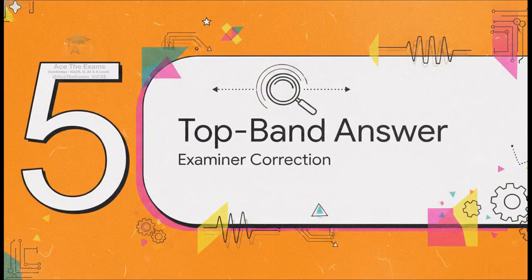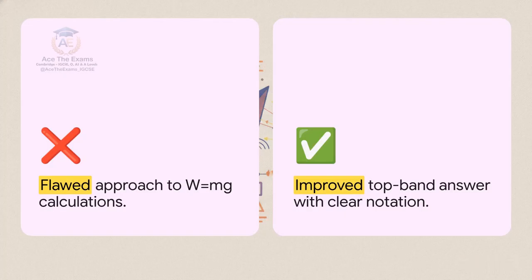Section 5. Top band answer correction. So, let's rescue this answer and see what a top band response actually looks like. It starts by defining the mass clearly as 5.0 kilograms. It correctly applies the gravitational field strength, little g, at 9.81 meters per second squared. The calculation becomes W equals 5.0 multiplied by 9.81, which results in exactly 49.05 newtons. Showing this exact level of clear annotation, heading structure, and flawless unit tracking is exactly how you guarantee you pick up every single available method mark.